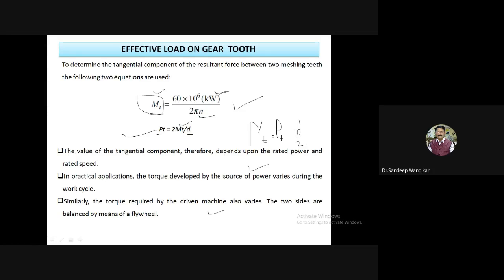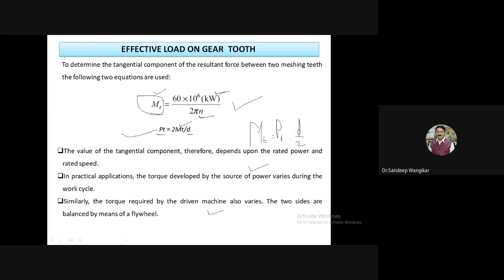In this case, the source, for example an electric motor, is producing the torque. So there are chances that fluctuations are there and the torque may vary. I am just giving you one example of an electric motor. On the other side, the electric motor drives a gearbox, and the gearbox is connected to a mill, kiln, or any application or crushing operation. At that place also, depending upon the load, sometimes the torque required is higher, sometimes lower.